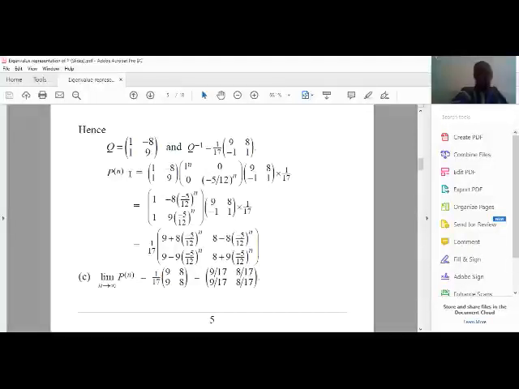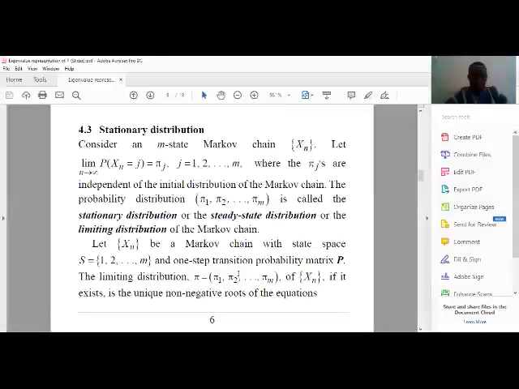This one we call the eigenvalue representation. But there's an alternative way of determining the stationary distribution without necessarily finding the eigenvalue representation first. So let's go through that. Consider an n-state Markov chain Xn. The limit as n approaches infinity is what we call the stationary distribution.